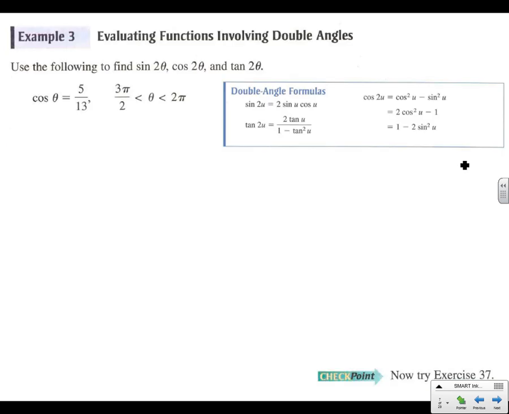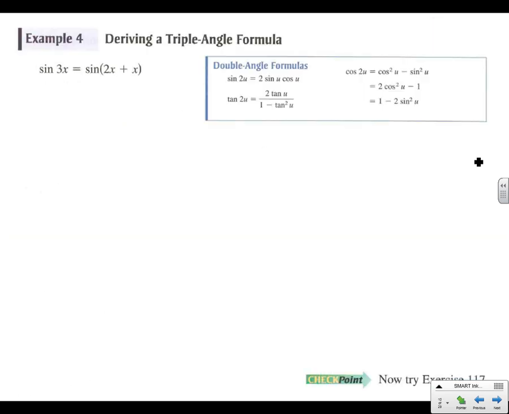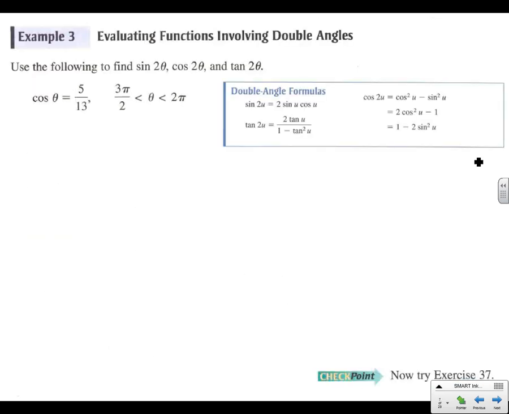One more with the double angle formula. Might be 2 more. Let's see. Yep, 2 more with the double angle. Here we go. So use the following: we want sine of 2 theta, cos of 2 theta, and tan of 2 theta. We know what cosine is here. So the first thing we need to figure out is all of our other options. We need sine and we need tangent. So we can plug into all of these formulas. And we know that we're in quadrant 4 here.